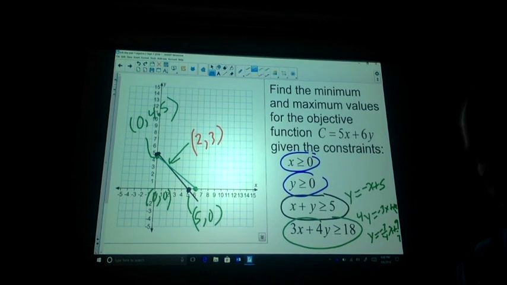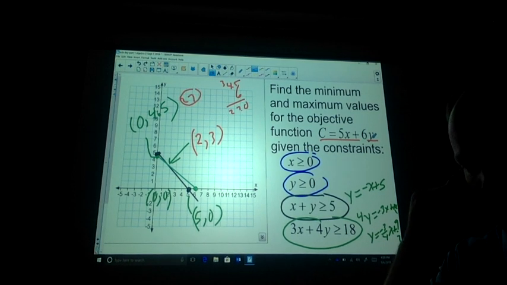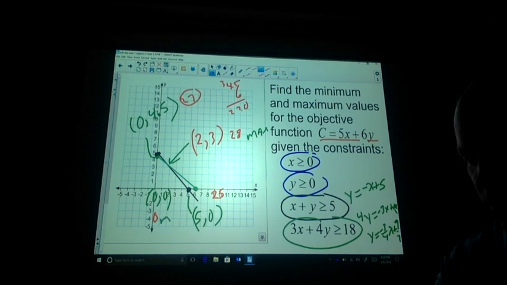All right, so if we plug our values into our cost equation, so 0 plus 4.5, well, what's 6 times 4.5? I don't even know. 30, carry 3, 24, 27.0. So this gives me an answer of 27. 2, 3, if I plug those in, right, I'm going into this one, I'm going to get 10 plus 18, which is 28. 5, 0, that's going to give me just 25 for an answer here, and then 0, 0 is going to give me 0. So our maximum is 28. Our minimum is going to be 0. That's all that goes with that.